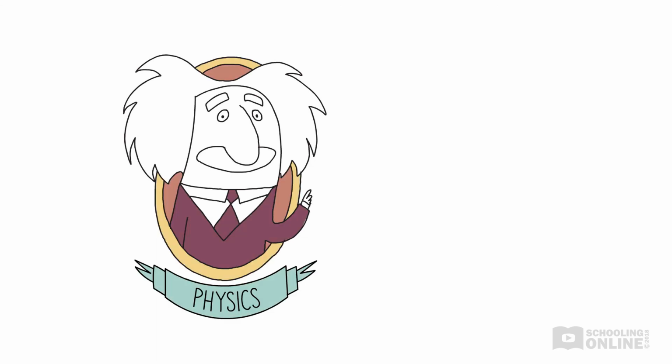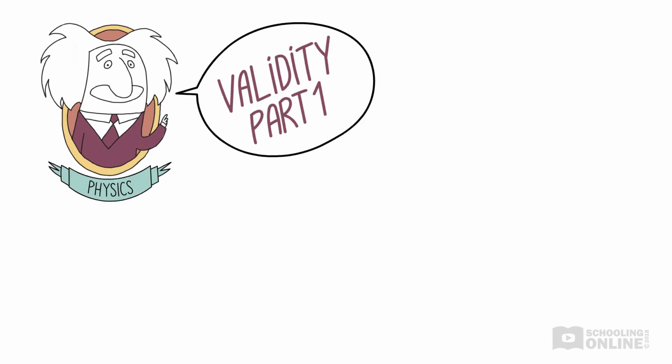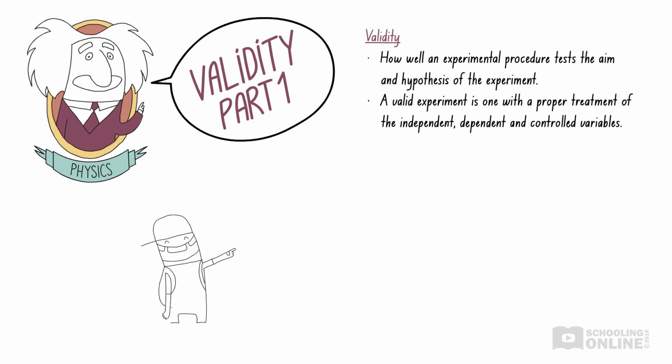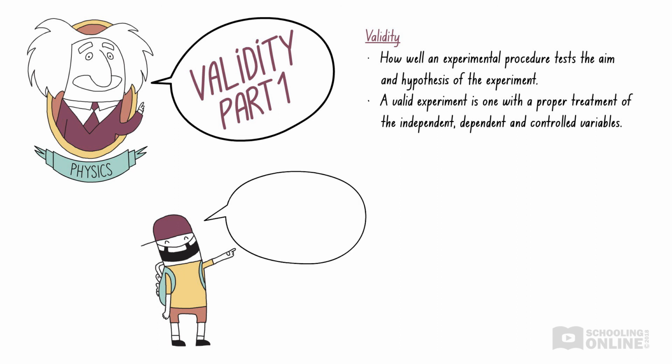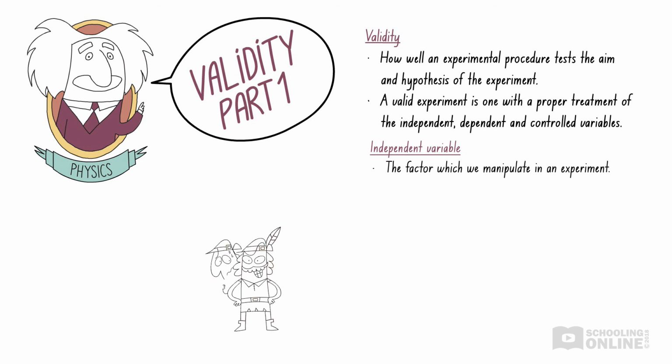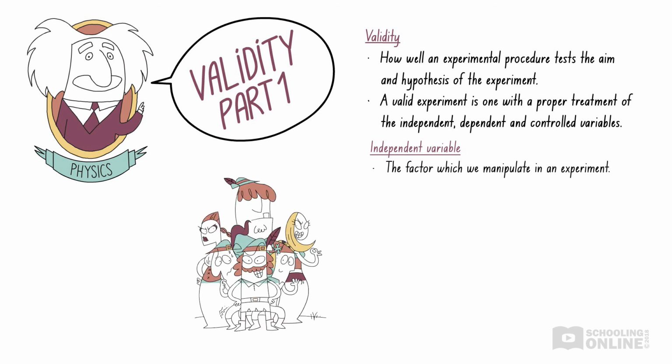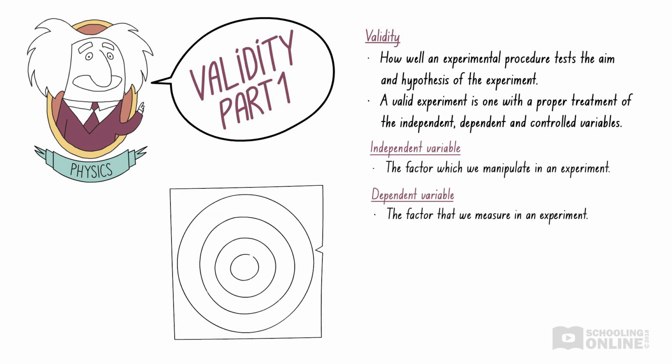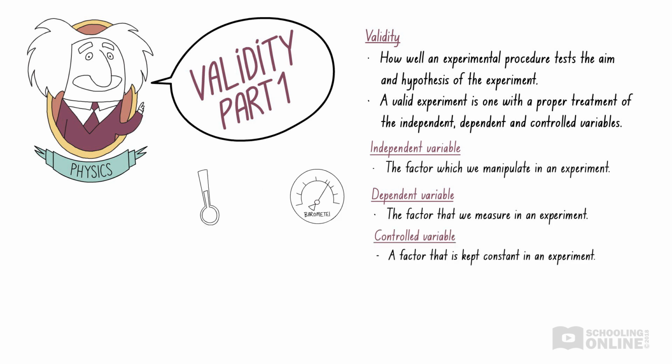Let's revise what we've learned in this lesson. Validity refers to how well an experimental procedure tests the aim and hypothesis of the experiment. A valid experiment is one with a proper treatment of the independent, dependent, and controlled variables. The independent variable is the factor which we manipulate or change in an experiment. The dependent variable is the factor that we measure in an experiment. A controlled variable is a factor that is kept constant in an experiment.